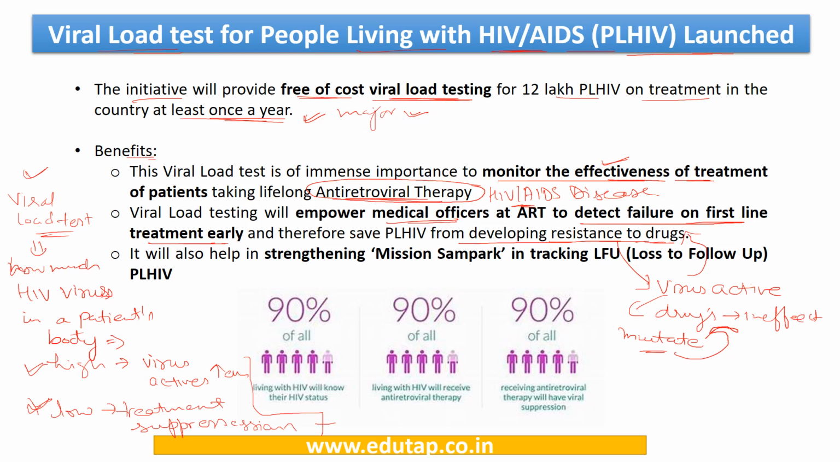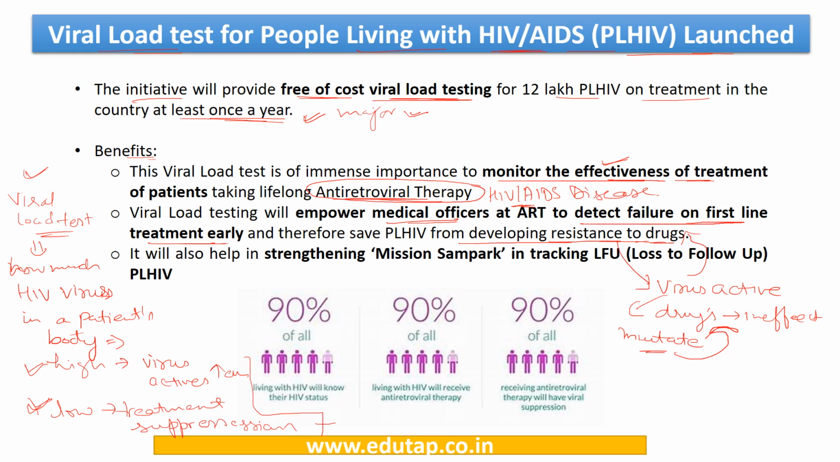So via this particular test the doctors are able to detect such kind of resistance early, and they can then effectively change the direction of their treatment in order to cure the disease properly.